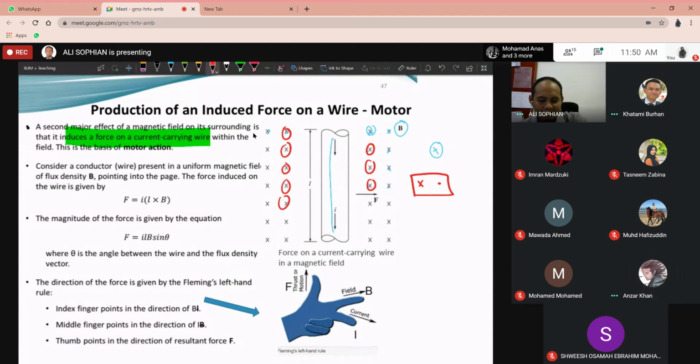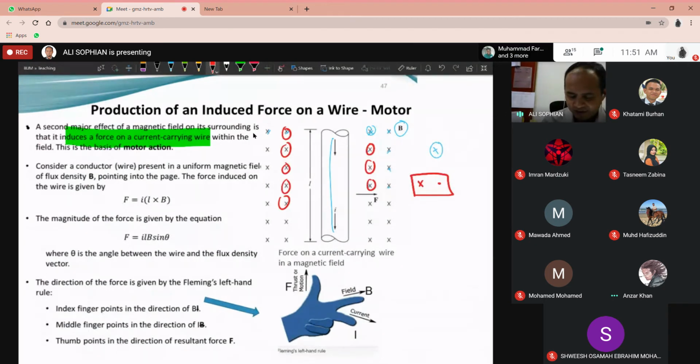The dot signifies that the field is coming out of the page, towards us. Where do these two symbols come from? A vector? Yes, it's to signify a vector. But why do we use this?